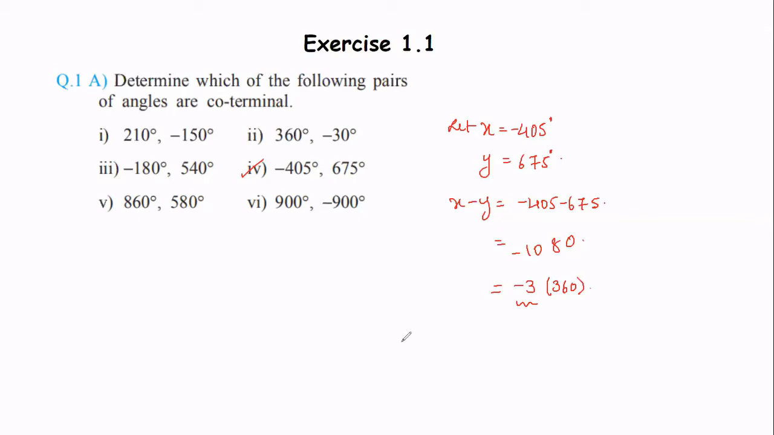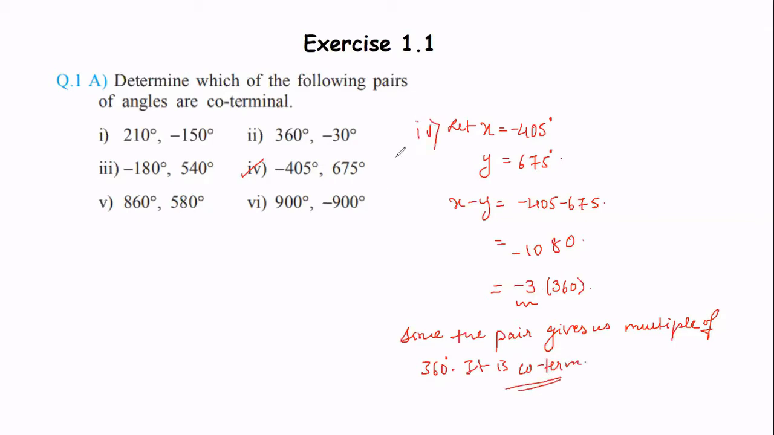And we'll write the answer: since the pair gives us a multiple of 360 degrees, it is coterminal. That's the final answer for the fourth sum. Moving to the next sum, that is the fifth one.